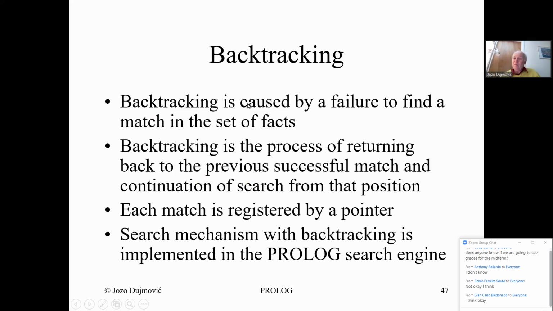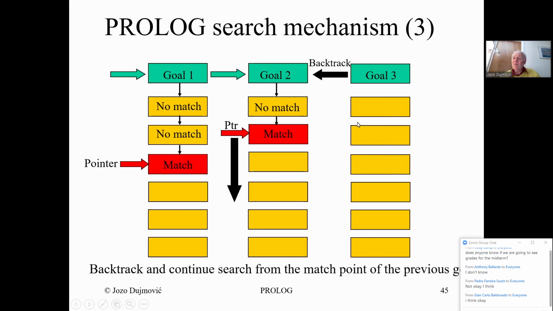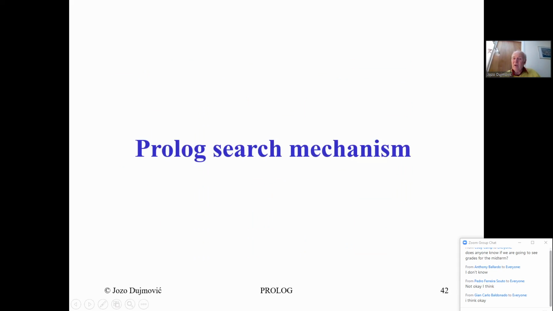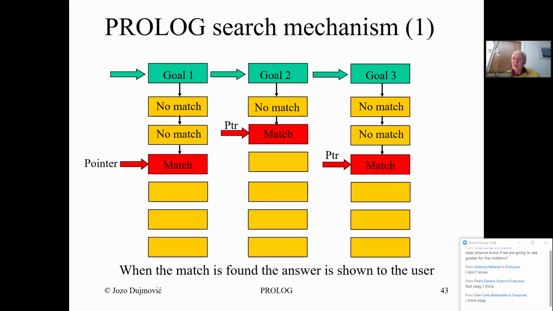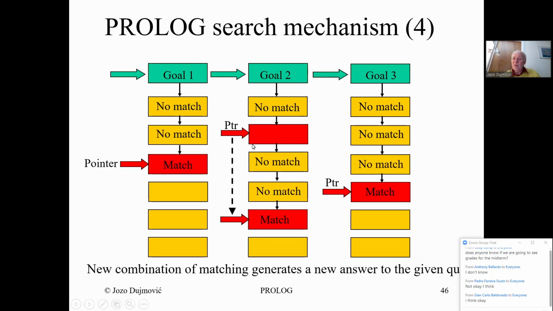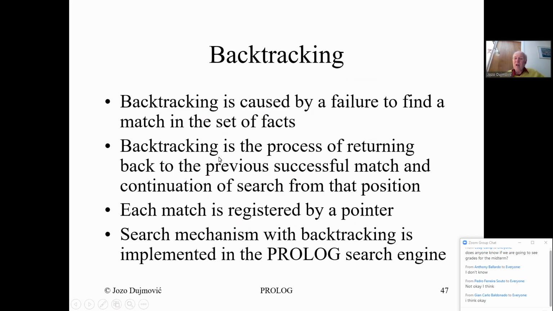Backtracking is therefore defined as the failure to find a match in the set of facts. So here is the failure to find a match. We came to the end without a match, and then we have to go back to the previous goal. So the backtracking mechanism is practically going back in the search and continuing the search from the position of the previous successful match. So backtracking is the process of returning to the previous successful match and continuing the search from that position.